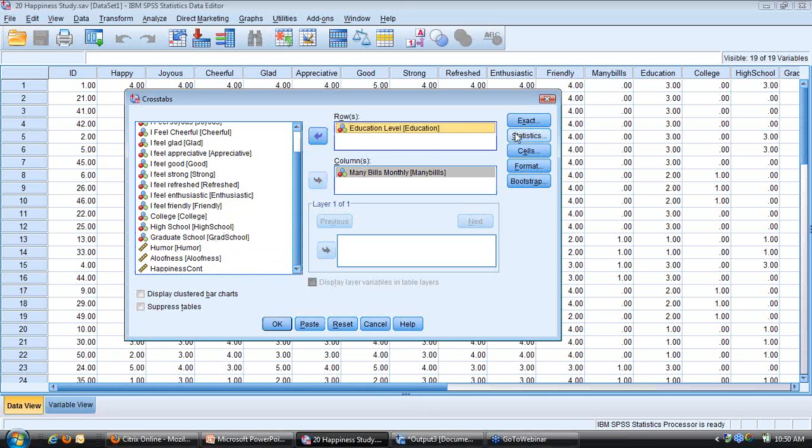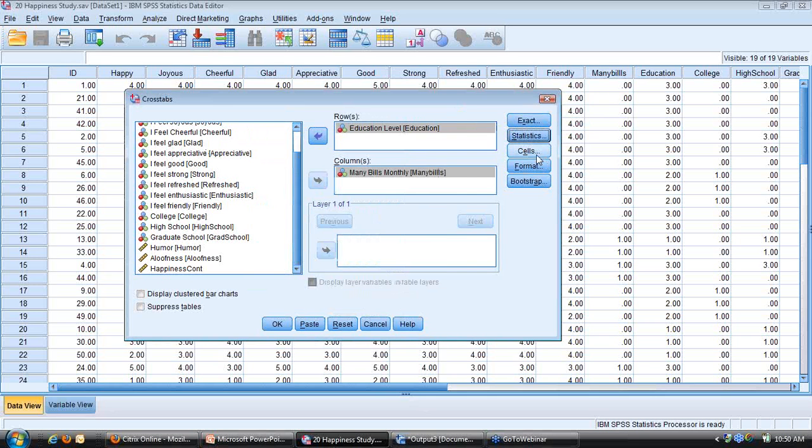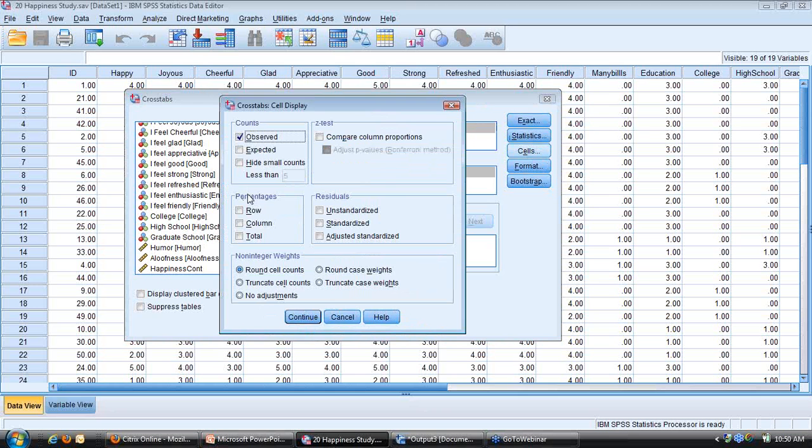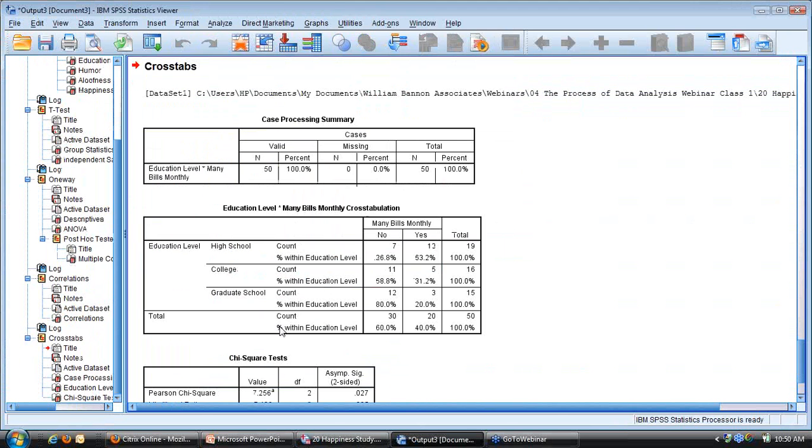There we go. So then under statistics, we click chi-square, continue. Under the cells, under percentages, we'll click row percentage, continue, and then we click OK. And then see crosstabs where it begins. This is our chi-square. So the first box just tells us everybody that was included, the N, which is 50.